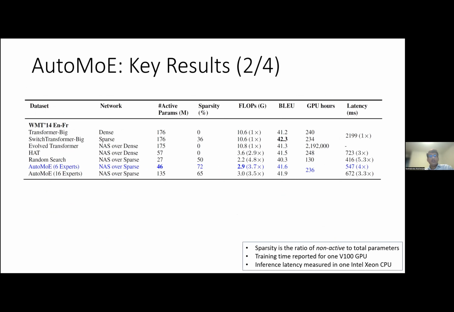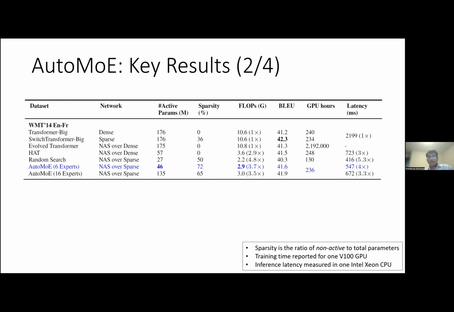First is, what kind of network is the best? Should you use a dense model or a sparse model? And if you have to use a NAS, what would you use it over? So the active parameters: as I said, in an MOE model not all the parameters are active at a time, so you should read the active parameters along with the sparsity. Sparsity is the ratio of the non-active to total parameters.